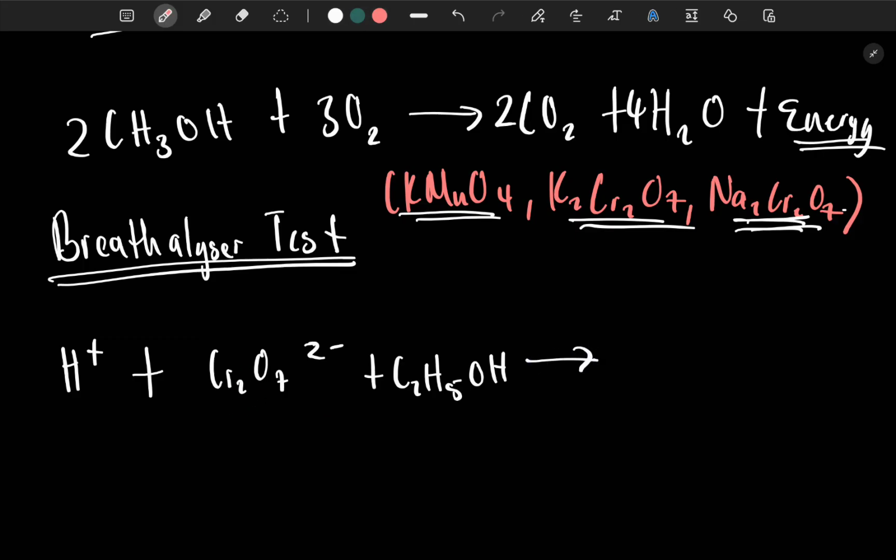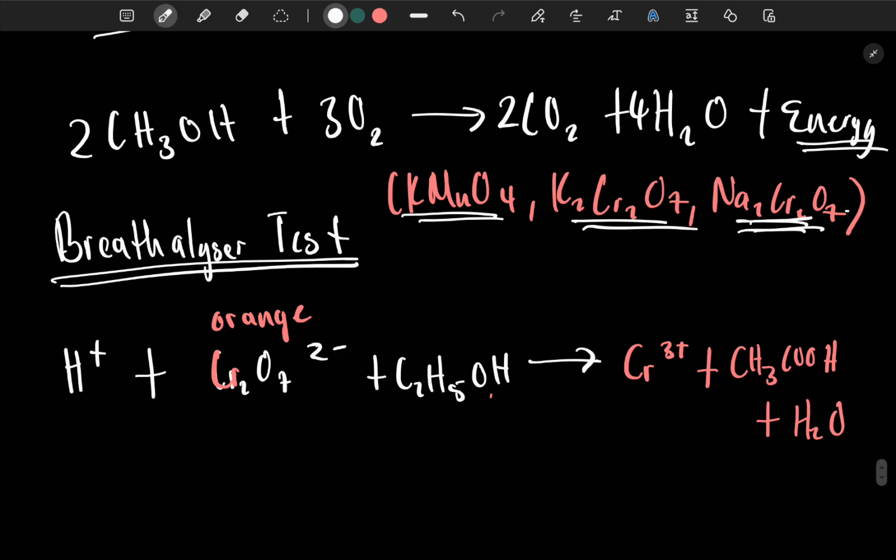This guy goes from being orange, so he is orange, Cr2O7, but when he reacts with an alcohol, he's going to be reduced to chromium 3+, which you write as Cr3+, okay? And then plus this alcohol becomes an acid, so it will be CH3COOH, okay? Then plus water. So that is what we are going to have. That's the last thing to know. You have some type of acid. So this reaction we acidified.